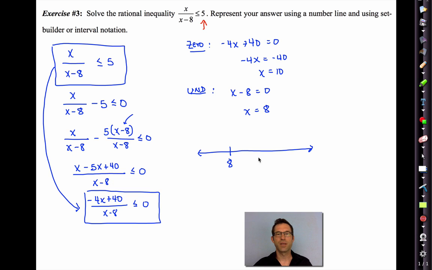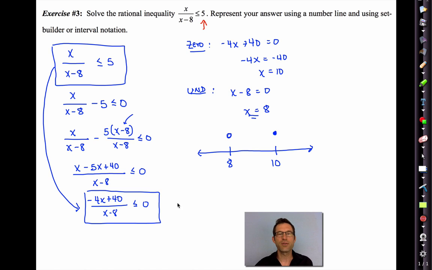Far away, close together, I don't really care. I've got 8, I've got 10. Remember, wherever it's undefined, it cannot be part of the solution set. It just can't. So I'm going to have an open circle there. How about that 10? Well, the 10 will be part of the solution set because the equality is contained in the solution. All right?